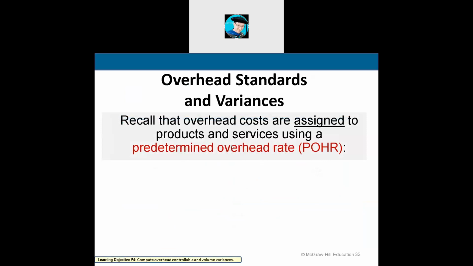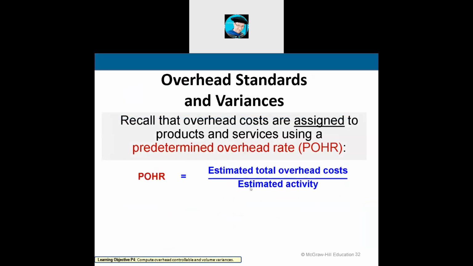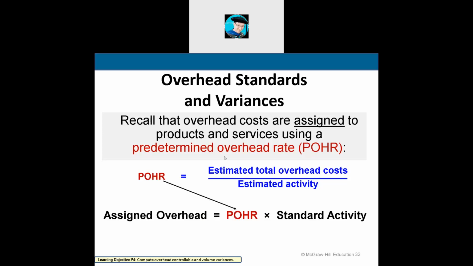And then, of course, overhead. When it comes to overhead, using the predetermined overhead rate, we can calculate the overhead rate variance. The predetermined overhead rate, as you may recall from earlier discussions, you take the total overhead costs divided by the activity base. The activity base could be number of hours, it could be some other factor. But the predetermined overhead rate times the standard activity rate will give you the assigned overhead amount.